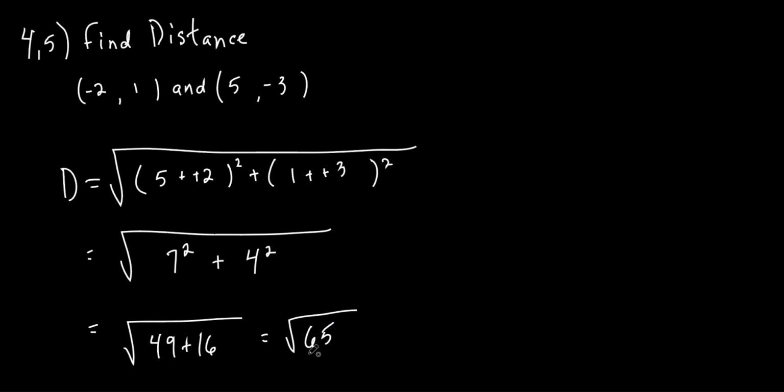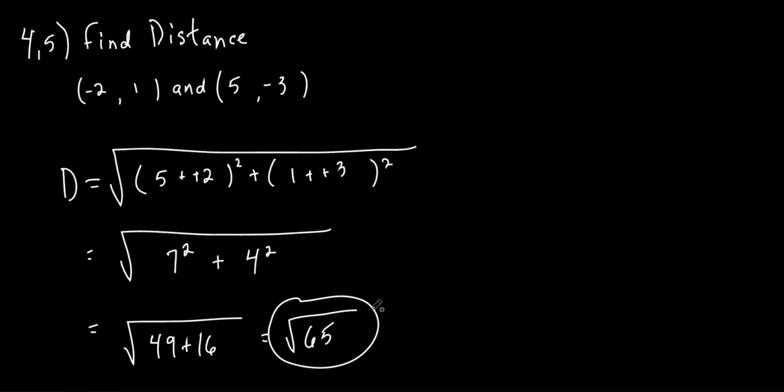All right, you don't even have to do anything with that 65. You just circle it. You've got to keep it under a square root. Don't just write 65. It's got to be the square root of 65. There's no reason to put that into a calculator, even if you have a calculator on you. I'm letting you use a calculator, but there's no reason to change that to a decimal. Just leave it like that. Circle it, you're good to go.